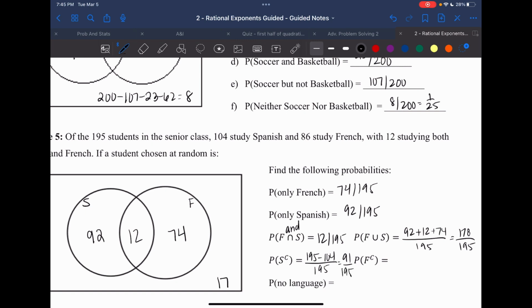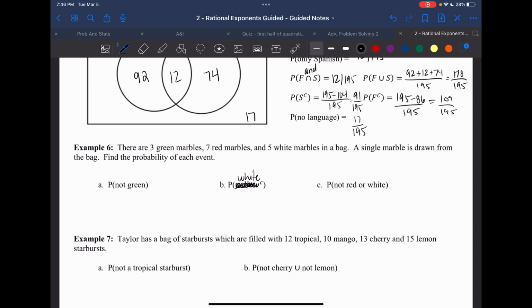Complement of French, so everyone who does not speak French. So 195 minus 86 out of 195, 109. And last but not least, probability of those who do not even take a language would be 17 out of 195. All right, let's look at example number 6.